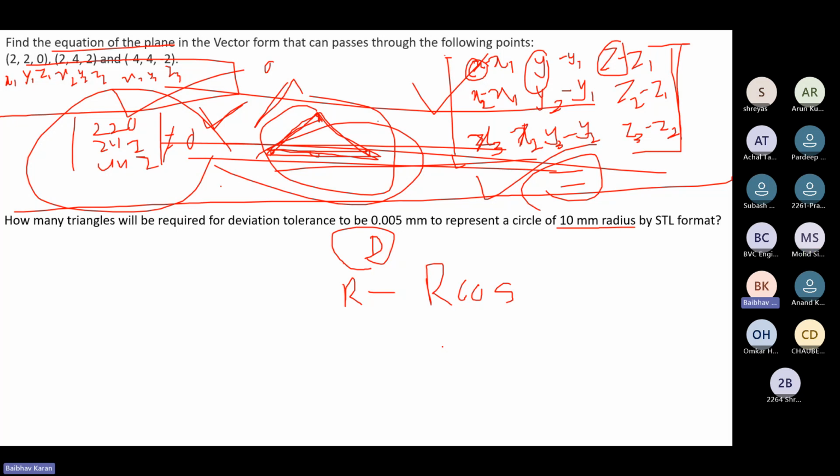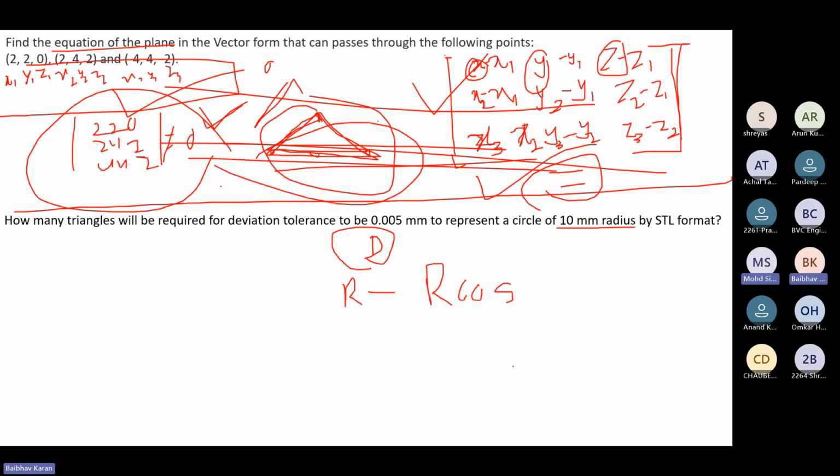Sir, tolerance is given as 0.005 and radius is 10 mm. Then we can apply the formula. H is equal to R times 1 minus cos pi by n. Then after putting the values, it is approximated to 100. Yes. Perfect. Great answer.